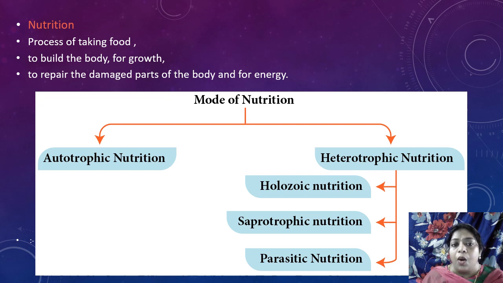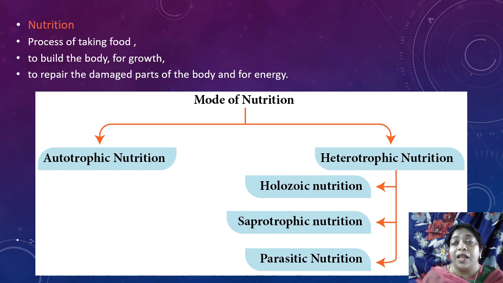Now let's see the next part, which is the modes of nutrition. What is the mode of nutrition? When you take the modes of nutrition, you can categorize them into two heads: one is autotrophic nutrition and the other is heterotrophic nutrition. So what is autotrophic nutrition?